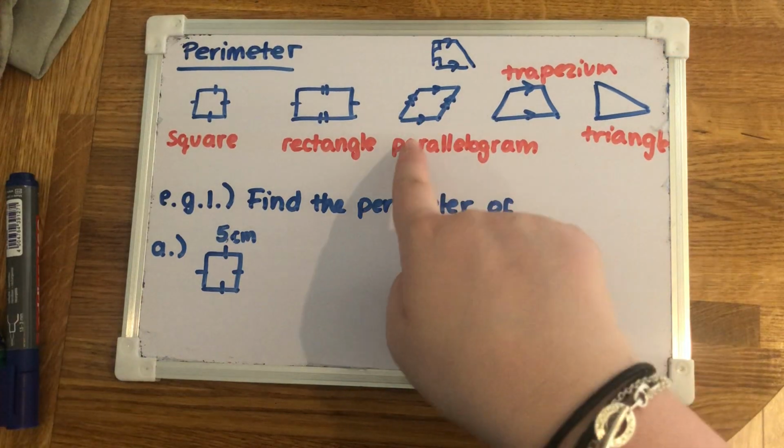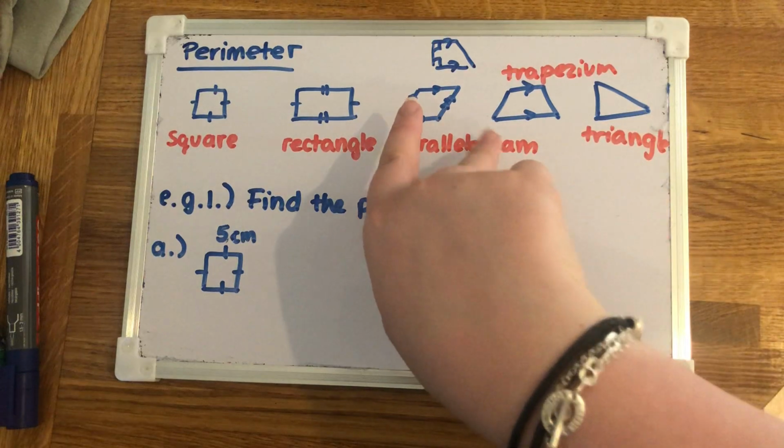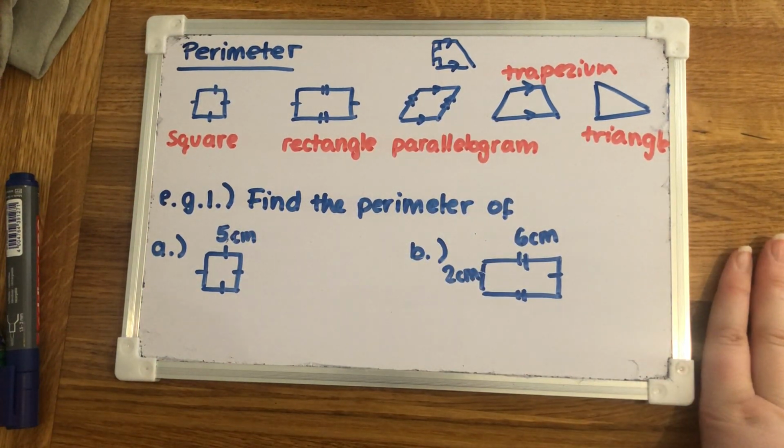And then the parallelogram has two sets of parallel sides. So you've got the two there, and then you've got the two there. And then the three-sided shape is just obviously a triangle.